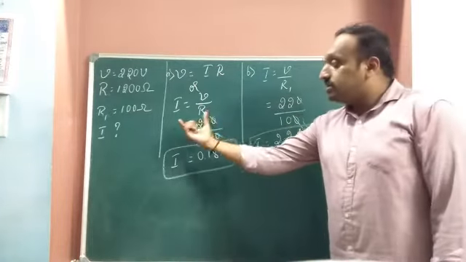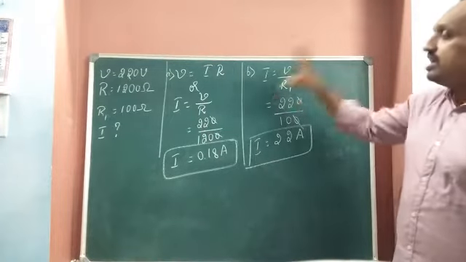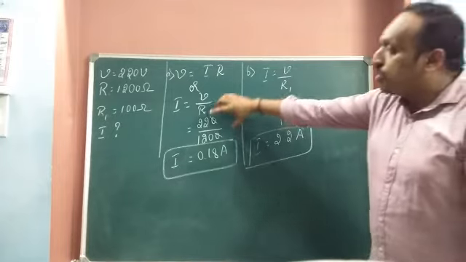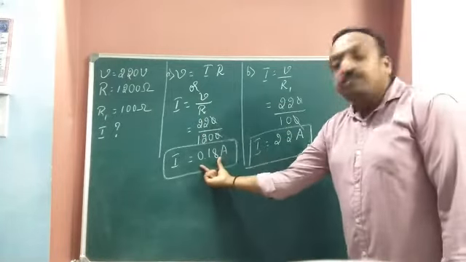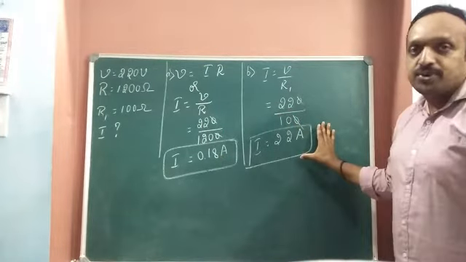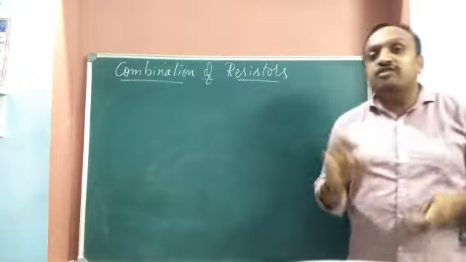Now observe the numerical on the board. So it is very clear that if the resistance value is more, 1200, current will be less. If the resistance value is less, then current will be more. Yes students, let us study about the combination of resistors.